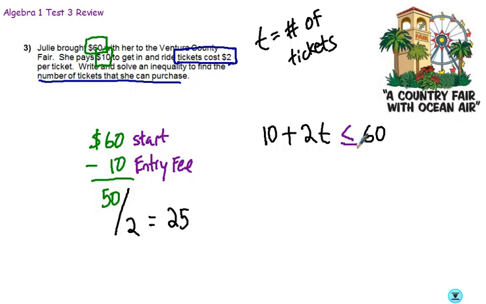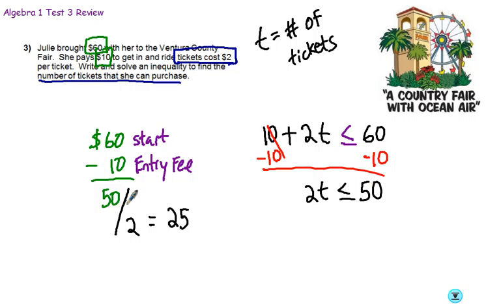All right, well, think about what we did over here first. We subtracted 10 first, because you had to take out what it cost to get in. Well, we're going to do the same thing over here. Subtract 10. And you end up with 2t is less than or equal to 50. And then what did we do over here? We took our 50 bucks and we said, well, if we got 50 bucks left, $2 a ticket, 50 divided by 2 gives us 25.